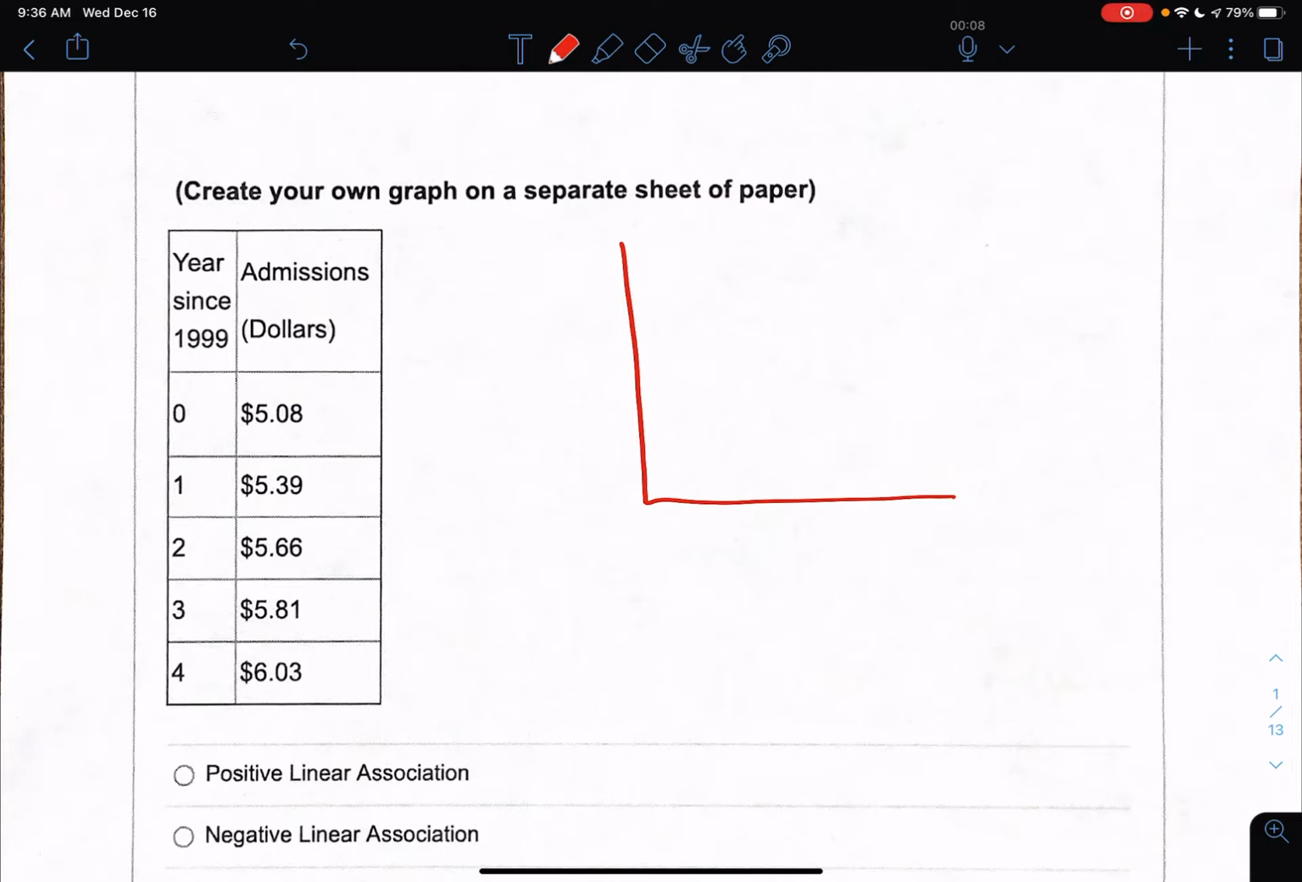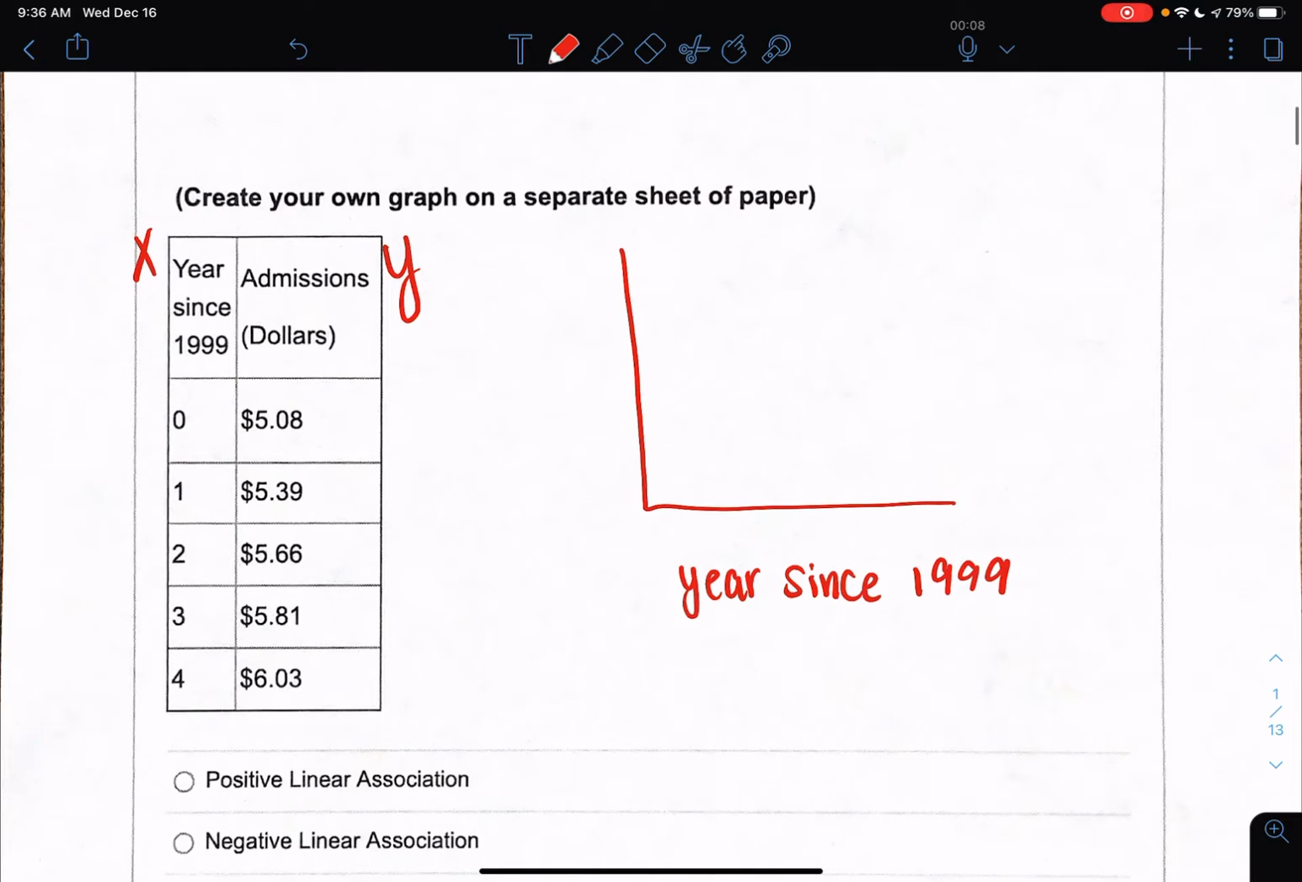Okay, we always have to remember that when we are looking at a table, x is always on the left side and y is on the right side. So looking at the left side of this table, which is your x-axis, it is going to be years since 1999. And then our y value is going to be admissions, which is dollars.